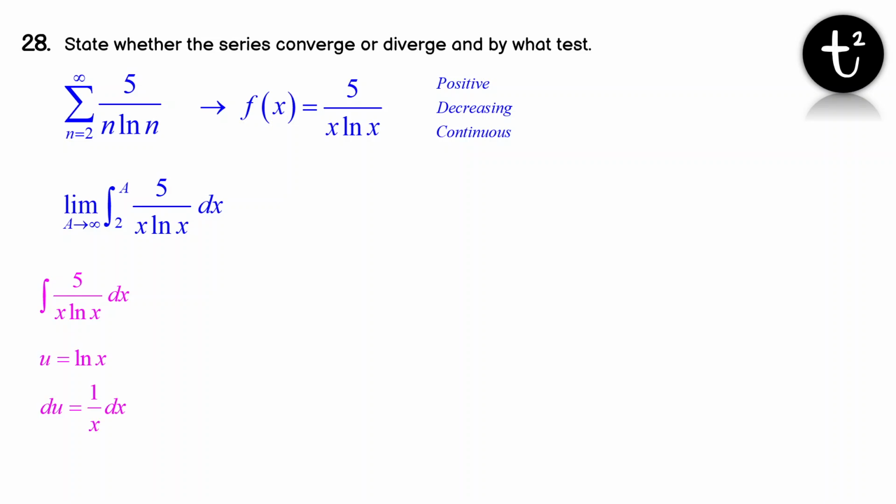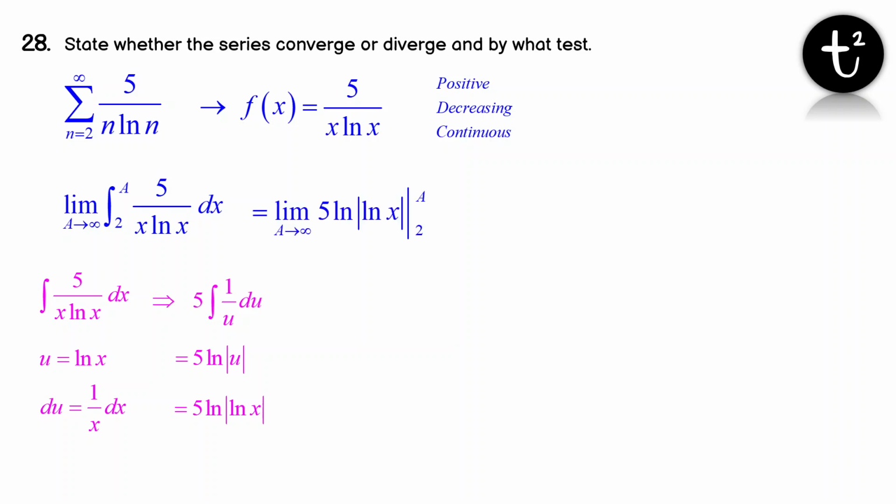I will let u be equal to the natural log of x, and so that gives du equal to 1 over x dx. So a substitution here gives 5 times the integral of 1 over u du, which is equal to 5 times the natural log of the absolute value of u. And then when I back substitute, this is equal to 5 times the natural log of the absolute value of natural log of x. So back to my problem.